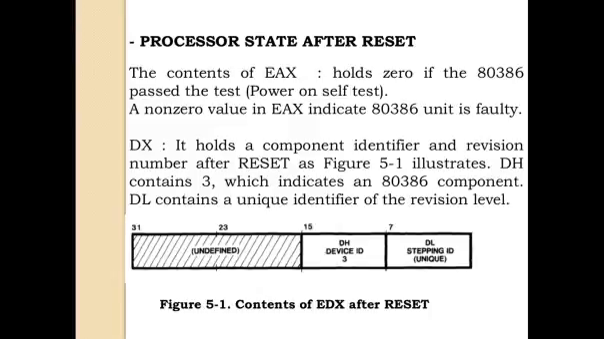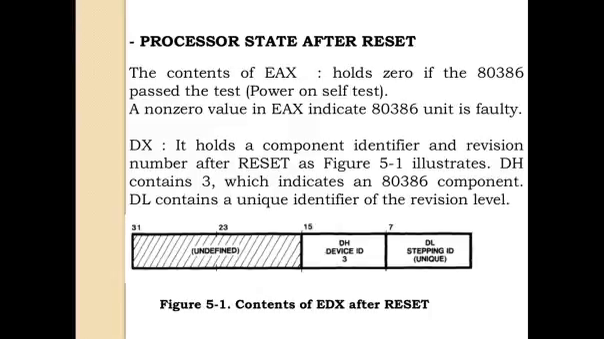Then the next register is DX. DX holds a component identifier and revision number after reset. As we can see in the figure, the contents of EDX are there, where DX is containing the component identifier and that value should be 3. So DH contains 3, which indicates an 80386 component. That is, the device connected is 80386 component. Whereas DL contains a unique identifier of the revision level.